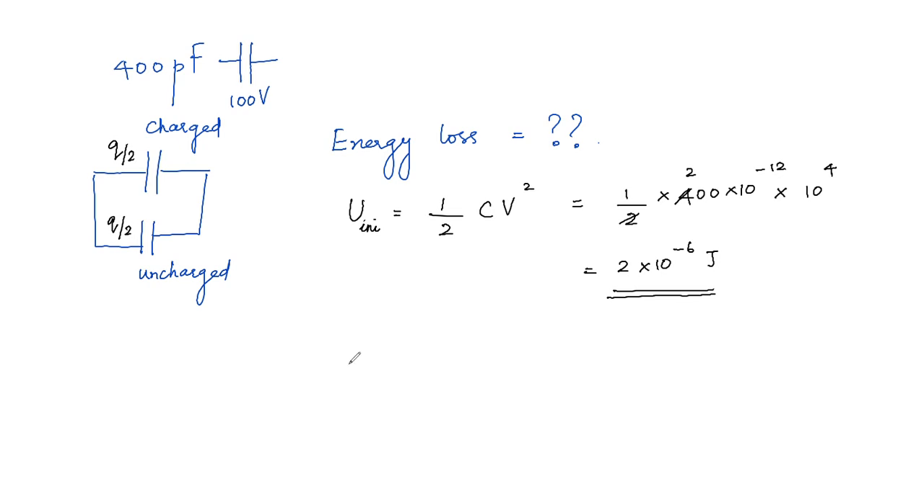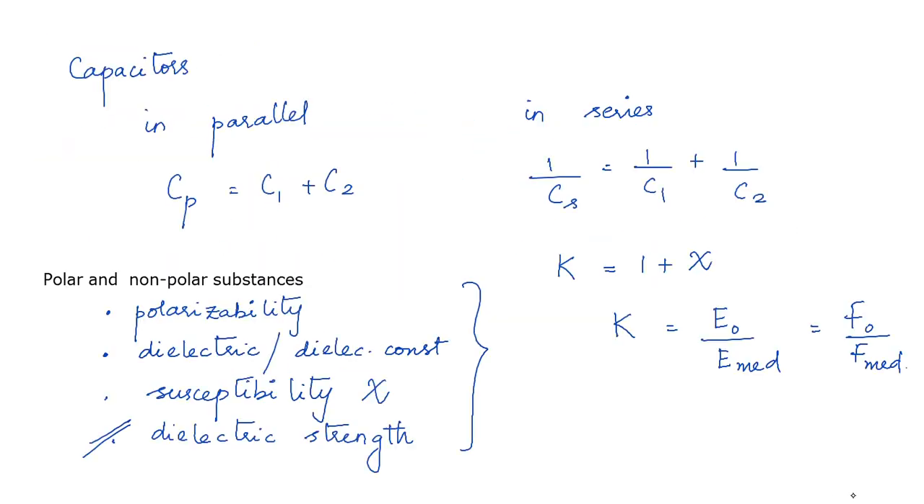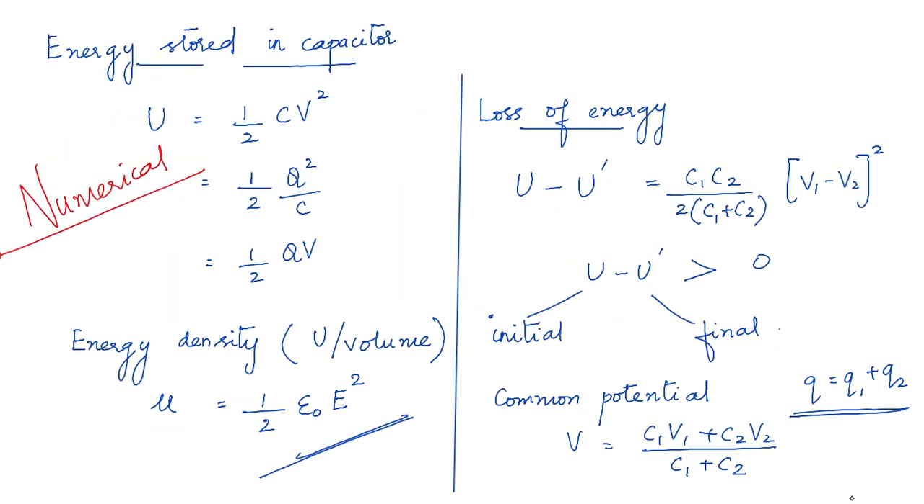So how are we going to do it? U final will be equal to, what is the formula? Can we straight away substitute after finding the common potential? What was the formula that we wrote? The common potential is C1 V1 plus C2 V2 divided by C1 plus C2. Now there is no V2 because the second one is not going to be connected to any potential. So I have C1 V1 divided by C1 plus C2.